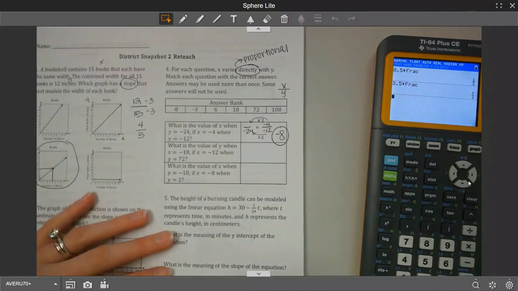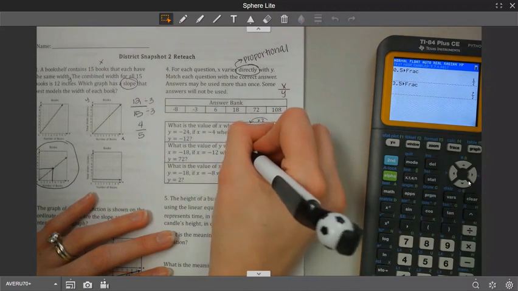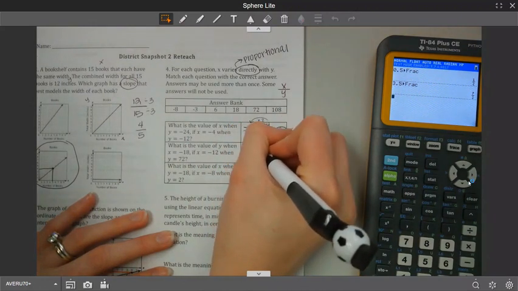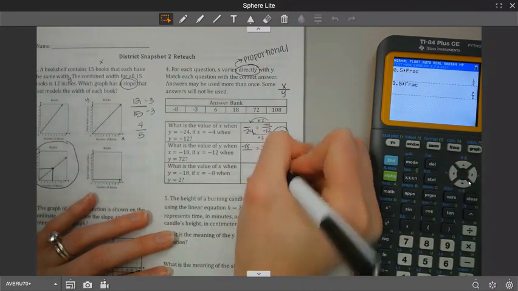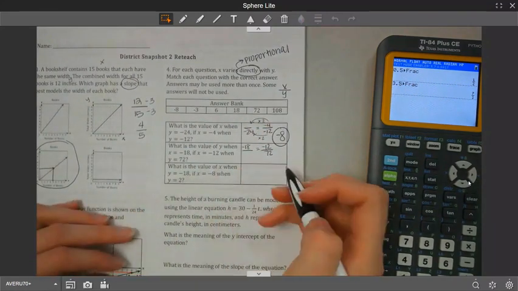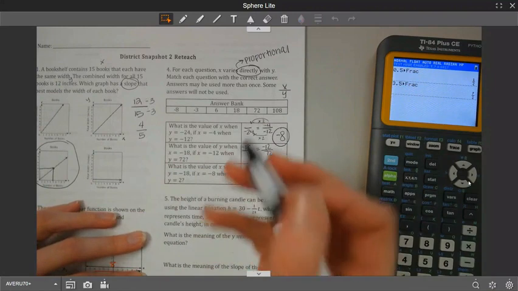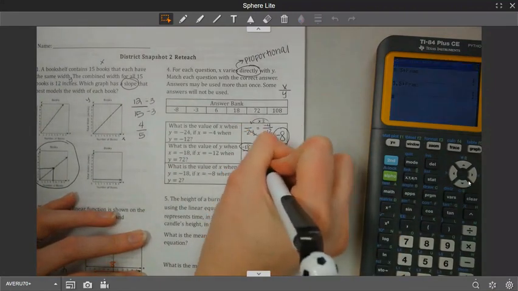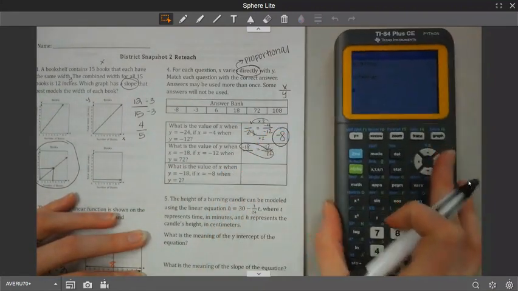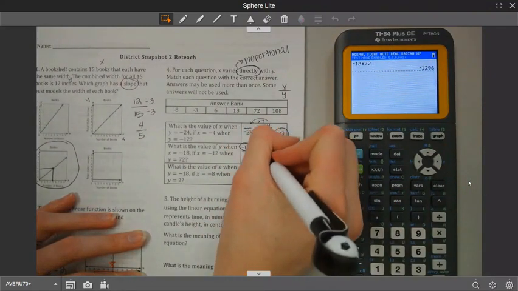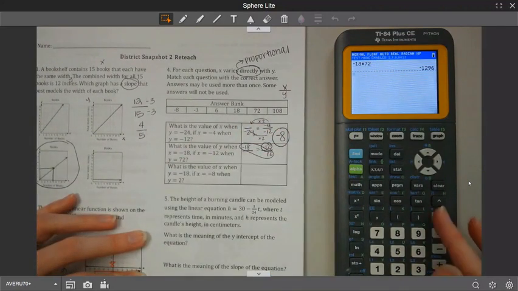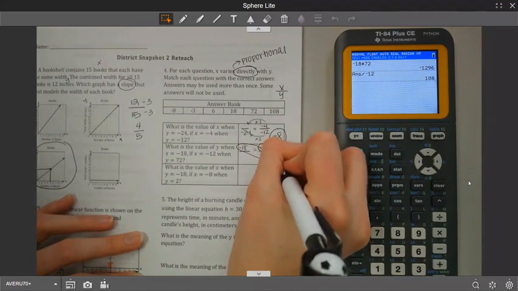I can continue this by doing negative 18 over something is equal to negative 12 over 72. I can't easily go from negative 12 to negative 18, but I could cross multiply. So I'm going to multiply negative 18 times 72. And then when you cross multiply, you divide by the number that's left. So I'm going to divide by negative 12, which gets me 108.